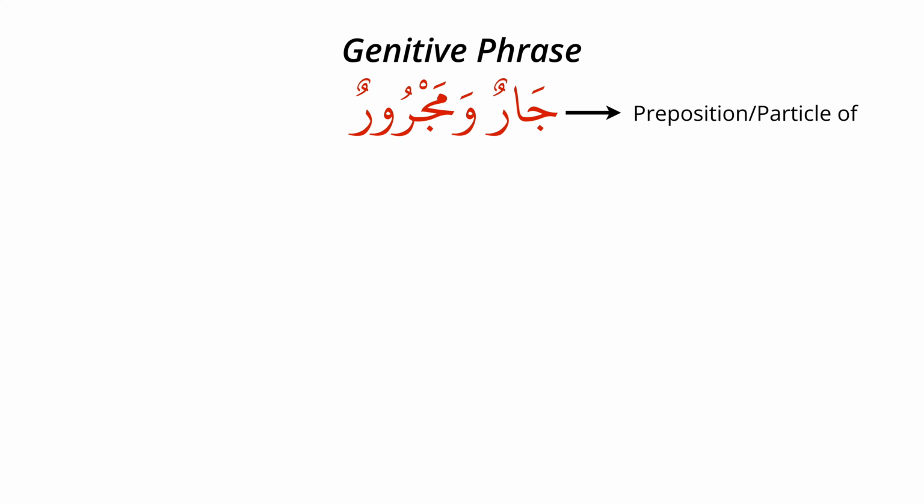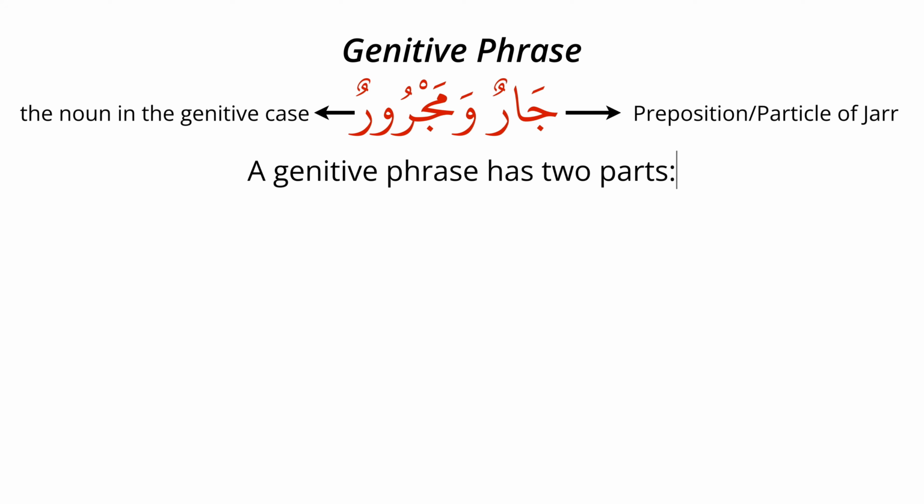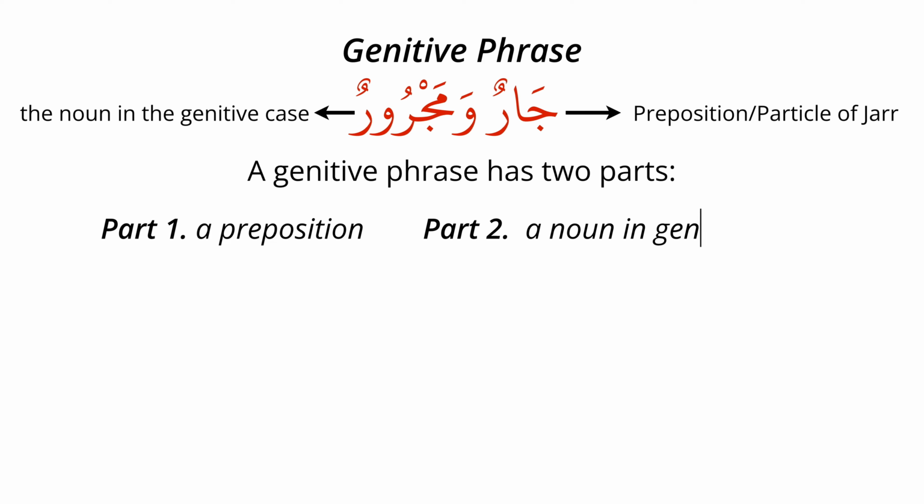The genitive phrase in Arabic is called jarun wa majrur, where jarun refers to the preposition or particle of jar, and majrur refers to the noun which is in the genitive case. That is, it is majrur because of the preposition preceding it. A genitive phrase has two parts. Part 1, a preposition, followed by part 2, which is a noun in genitive case.